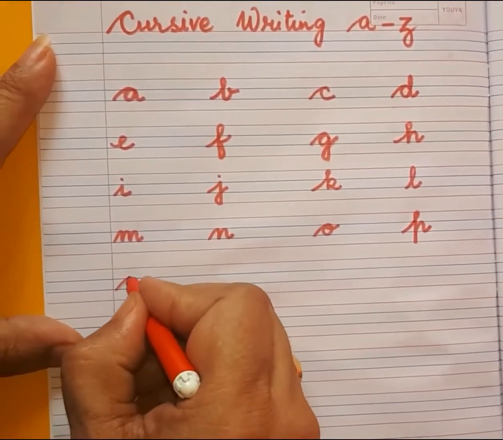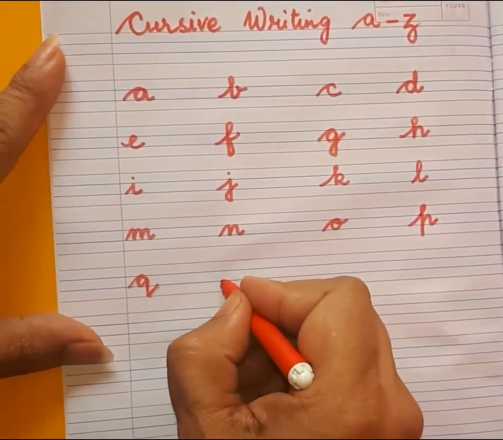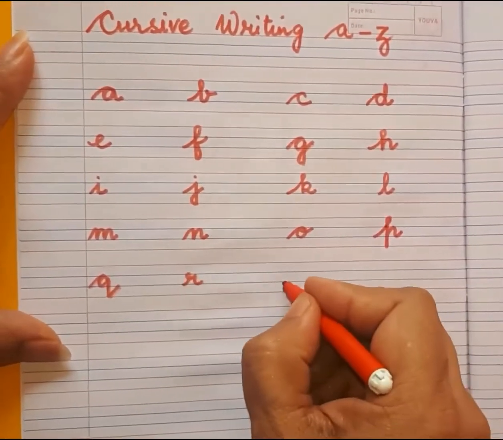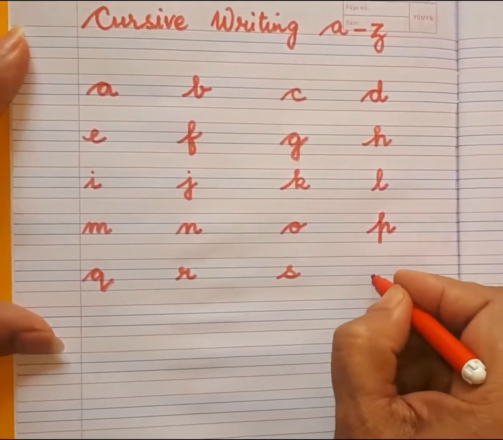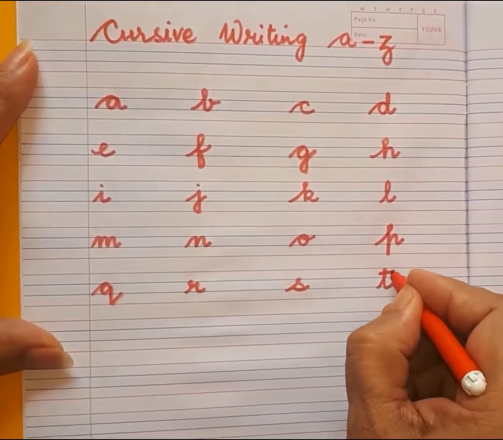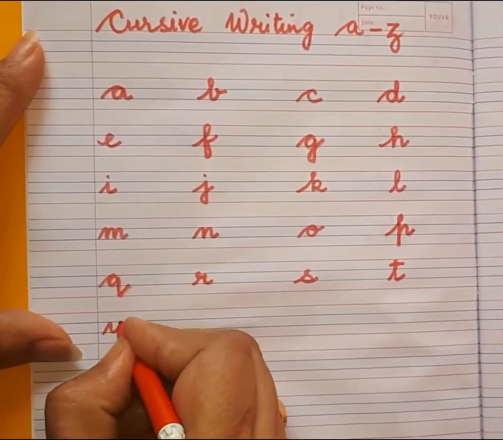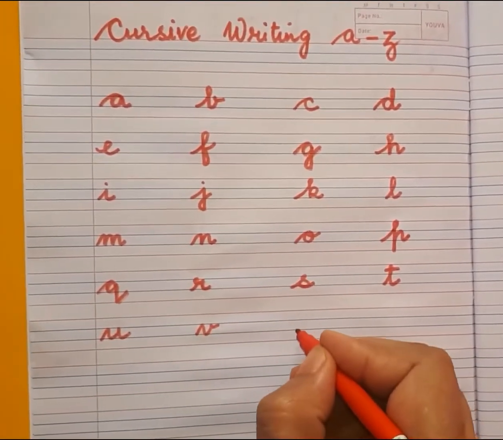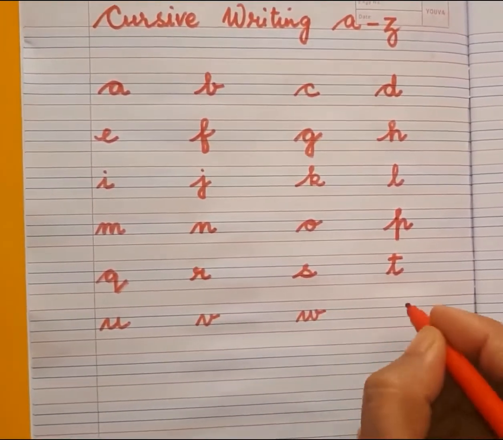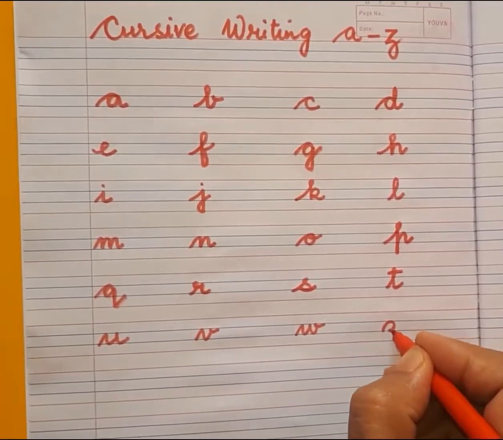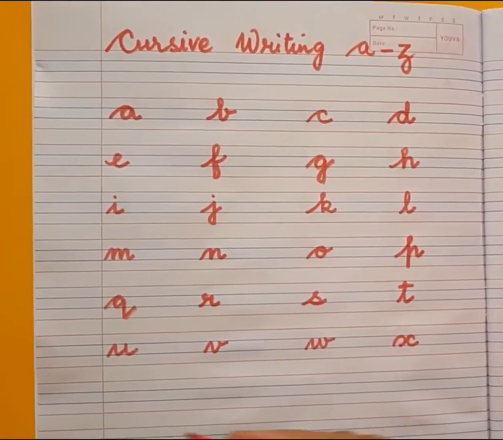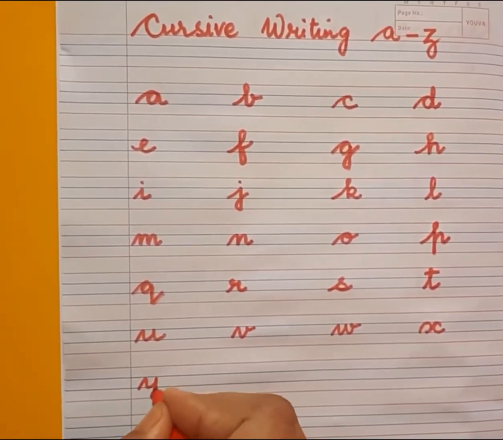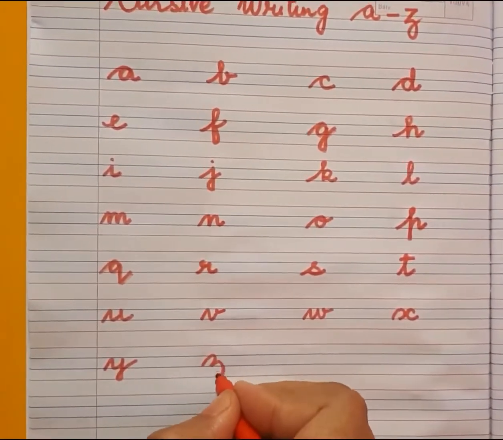P. Q. R. S. T. U. V. W. See how to write X. X. This is Y and this is Z.